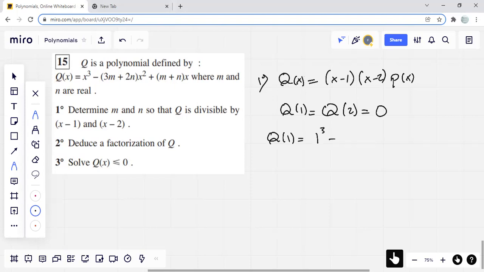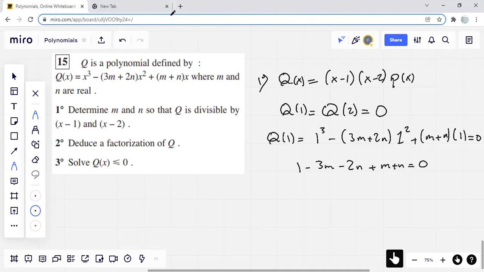minus 3m plus 2n times 1 squared plus m plus n times 1. Of course, now the exponents on 1 don't matter, so we know that this is equal to 0. So we have 1 minus 3m minus 2n plus m plus n is equal to 0.